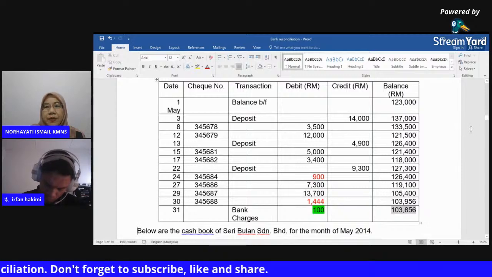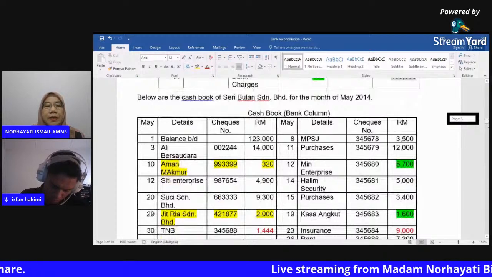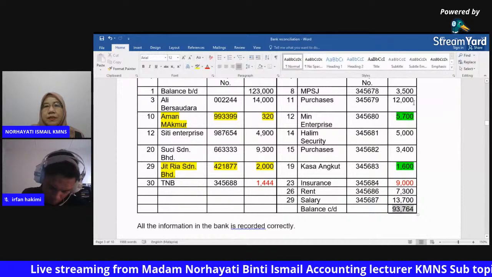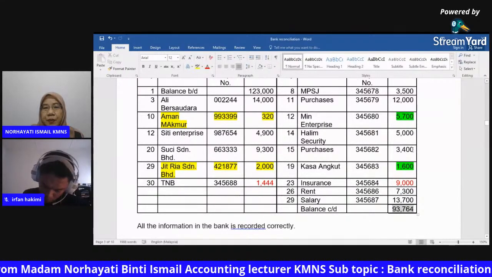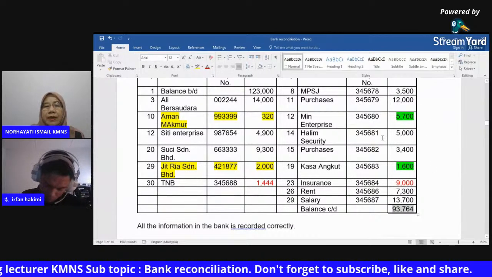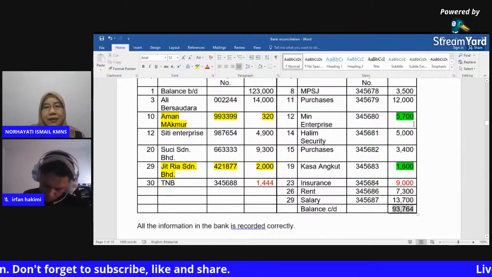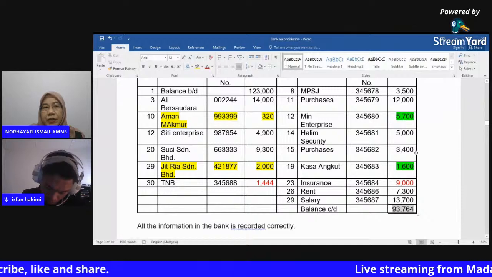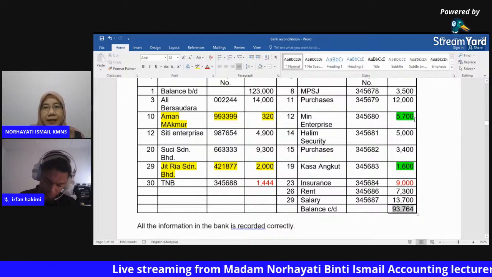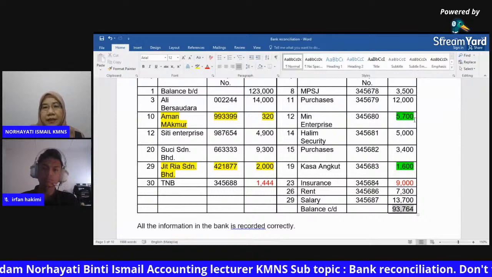Number three, we must compare the cash book credit side with the debit side of bank statement. So we can find out the items 12,000, 3,500, 5,000, 3,400, 7,300, 13,700 had been recorded in the bank statement. Green color represents the item that has been recorded in the cash book but not in the bank statement. So this one we call outstanding check. We must less in the adjustment for bank statement.